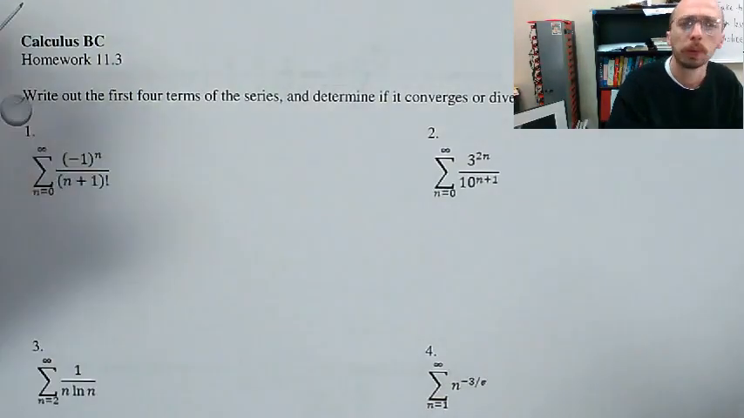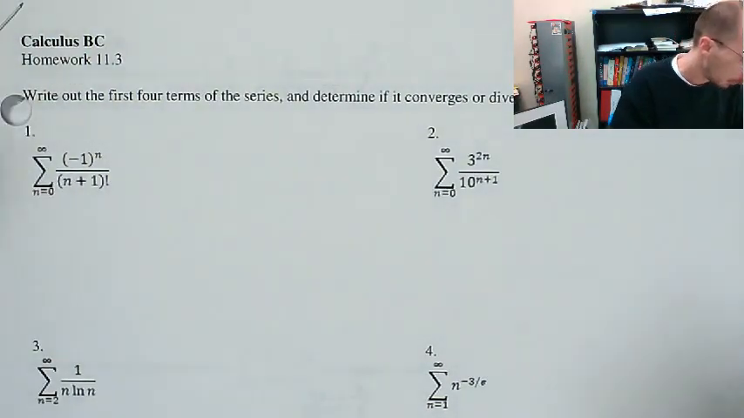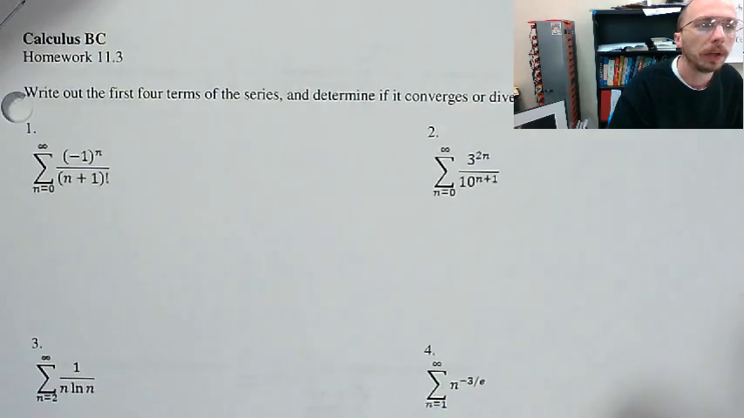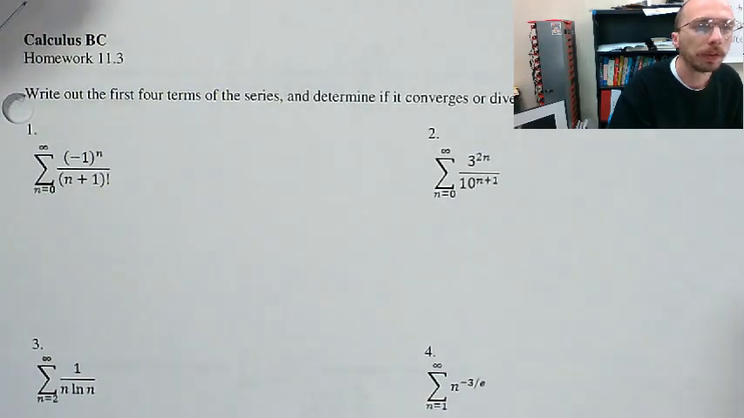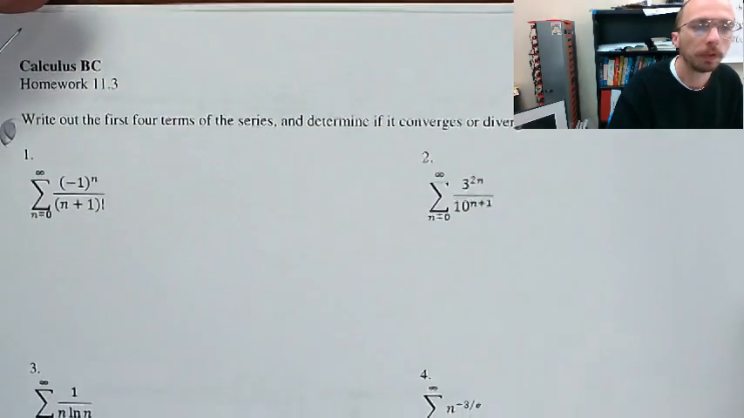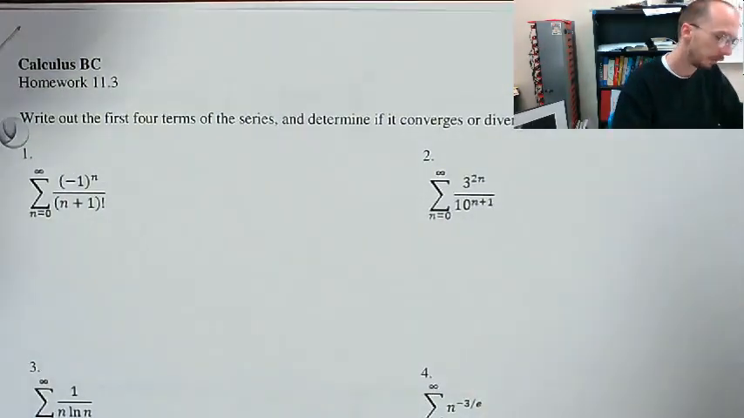All right, hello, let's practice our alternating series. Okay, we're going to work through BC Homework 11.3. We're going to start by writing out the first four terms of the series, and then we're going to determine if it converges or diverges, I assume, using the alternating series test.